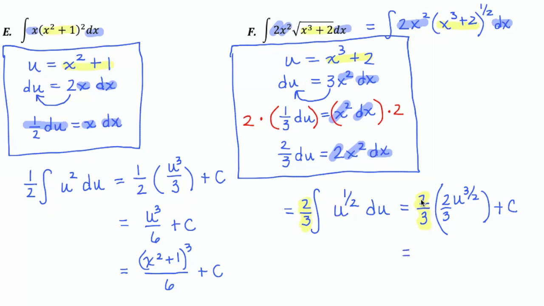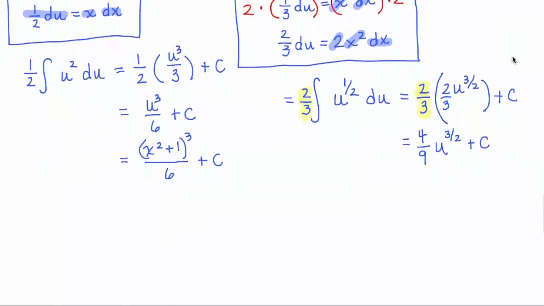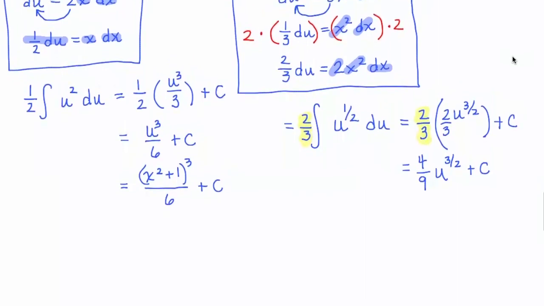Final step, I'm going to go ahead and multiply my fractions here. 2 times 2 is the numerator of 4. 3 times 3 is 9. U to the 3/2 plus c. All right, and then as we said before, it is preferred that you would take that and get it back into a radical form, as well as substituting the value of u.